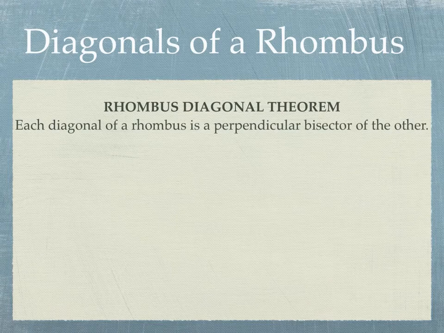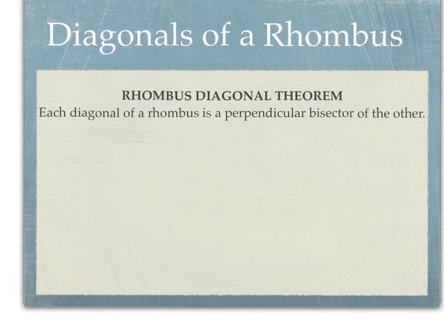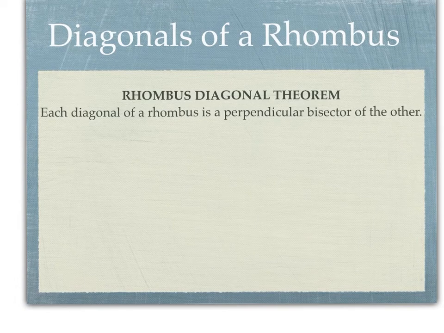So what do we know about the diagonals in a rhombus? Well, they have to do the same thing that the diagonals in a kite do. Each diagonal of a rhombus is a perpendicular bisector of the other. This time they both get bisected because they're both lines of symmetry. What does that say on the left? It says each diagonal of a rhombus is a perpendicular bisector of the other. And we'll draw that in a picture in a minute.